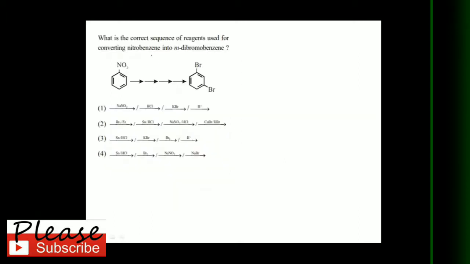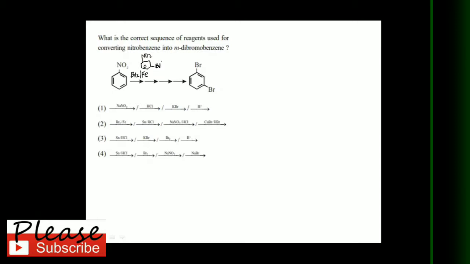Next, what is the correct sequence of reagents used for converting nitrobenzene into meta-bromobenzene? Here it is the meta product. So first, this nitrobenzene on bromination, in the presence of iron, gives the product meta-bromonitrobenzene.